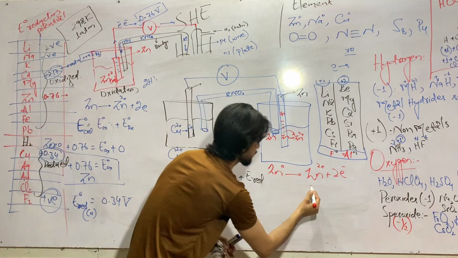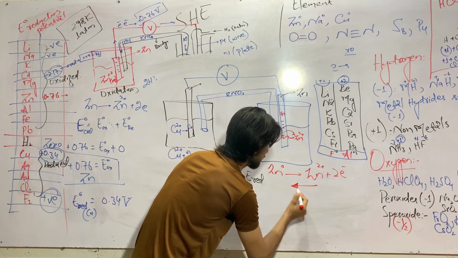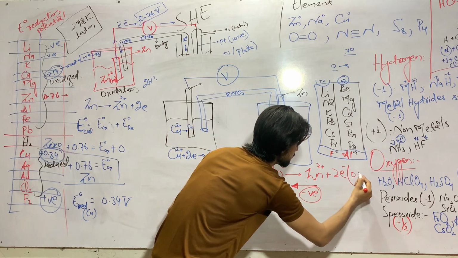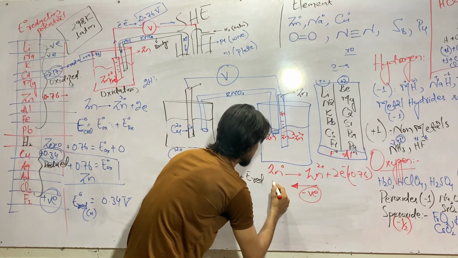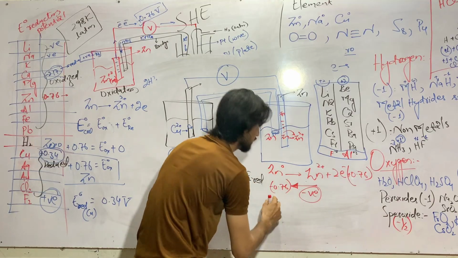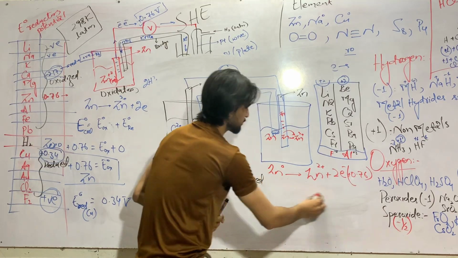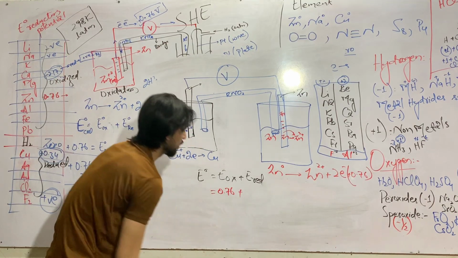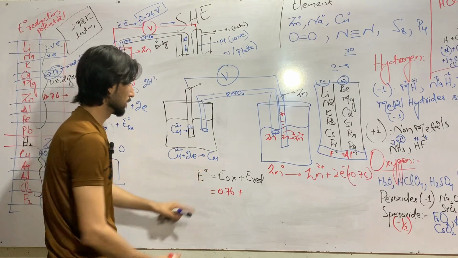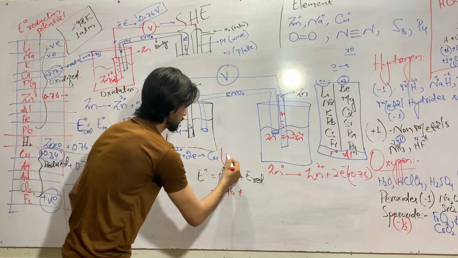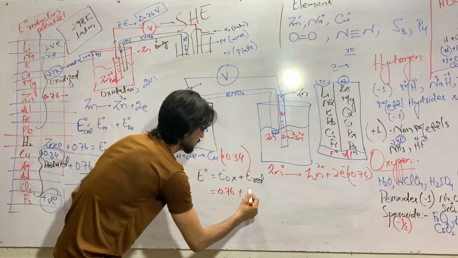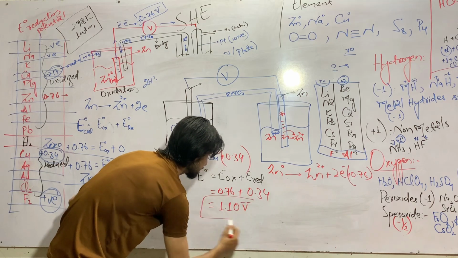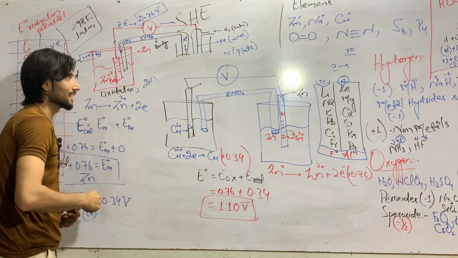If we have taken this as negative, then this must be positive. So this value must be positive 0.76 volt, as this is 0.76 but negative. So the oxidation potential of Zn is 0.76. We must add both the potentials of the half cells. Here the reduction potential is 0.34, plus 0.76. This becomes 1.10 volts, and this is the potential of the Daniell cell.